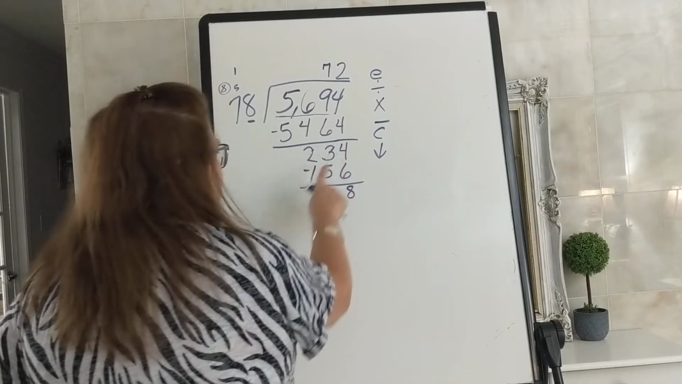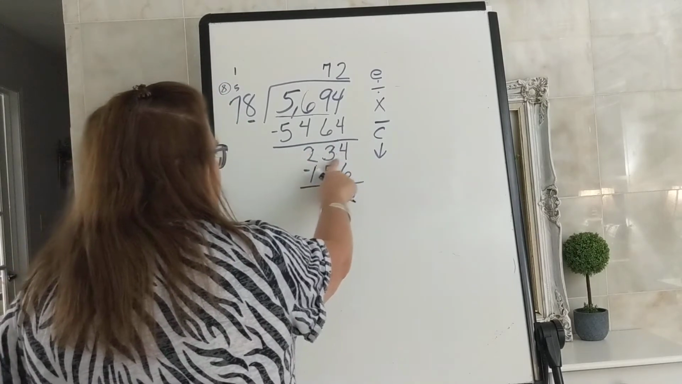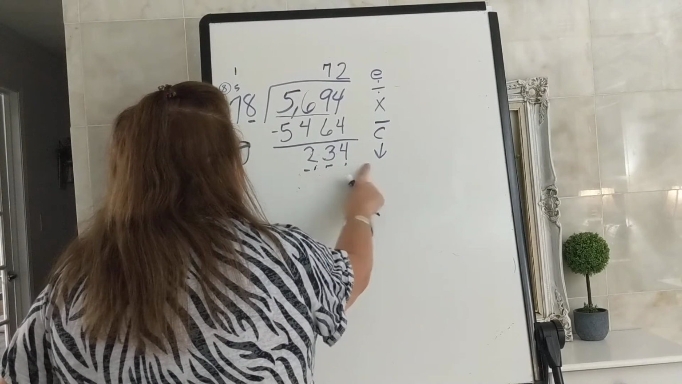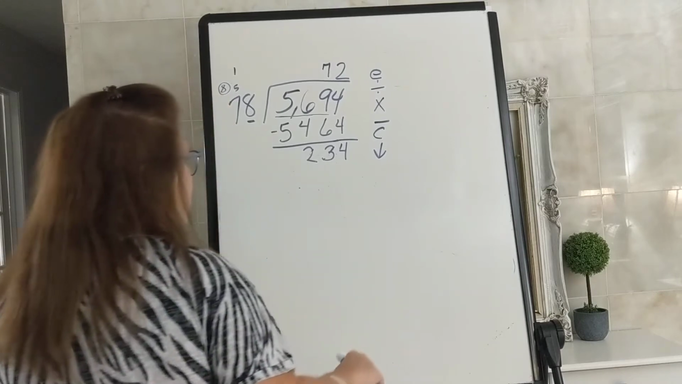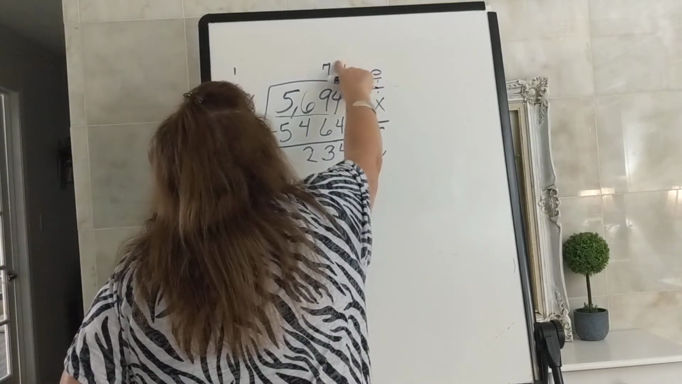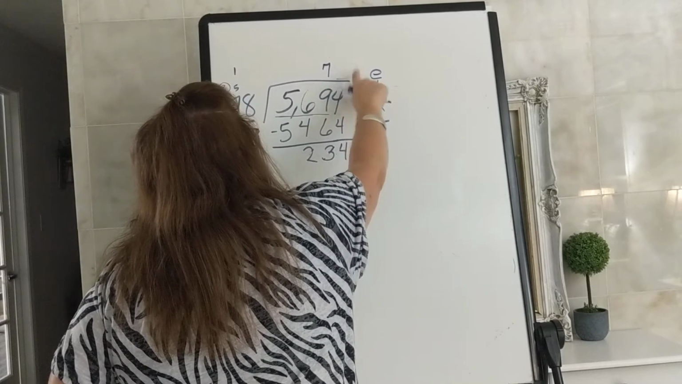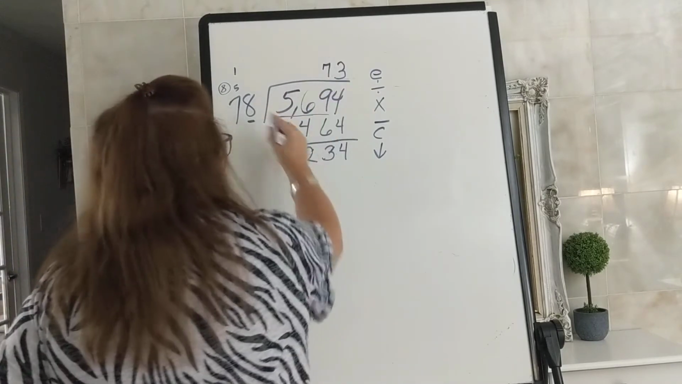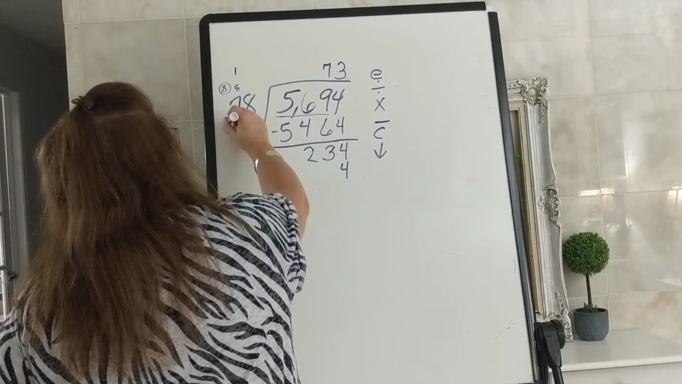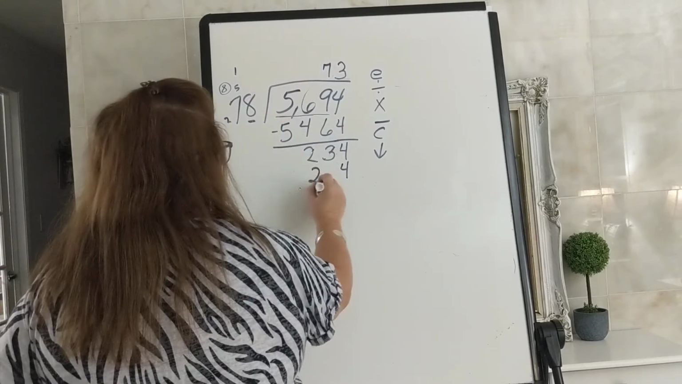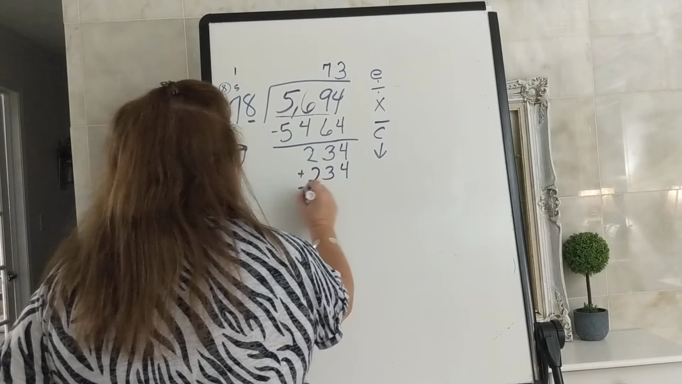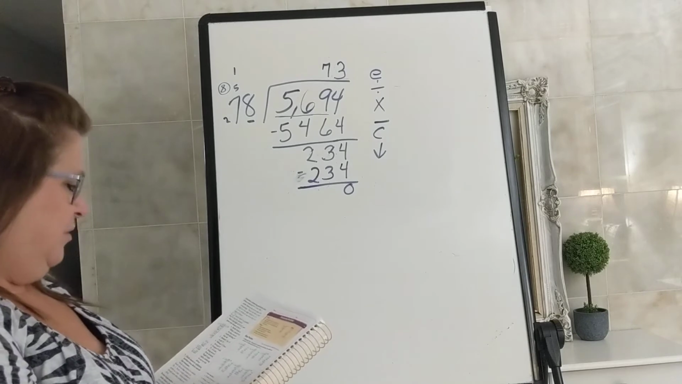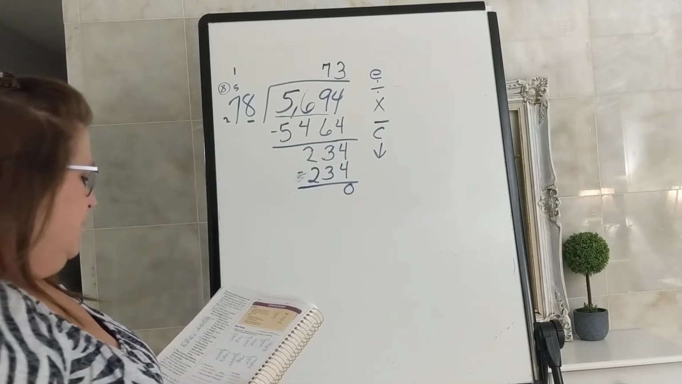So we have 234, look at the board where I erased, 234. We're going to erase our 78 and our 156 from where we multiplied, 2 times 78. Now we're going to come up to our 2 in our quotient, and we are going to make that a 3, and this is going to work out perfectly without a remainder. 3 times 8 is 24, put 4 down, carry the 2, 7 times 3 is 21, plus 2 is 23. So our quotient is 73. All right, so let's look at the next one.